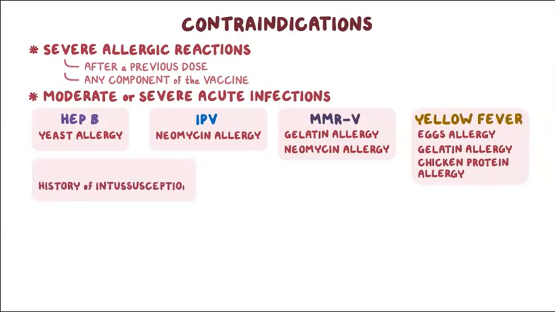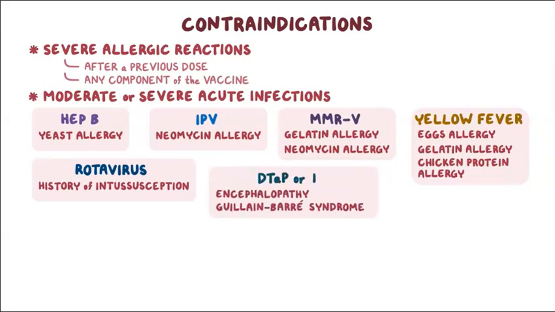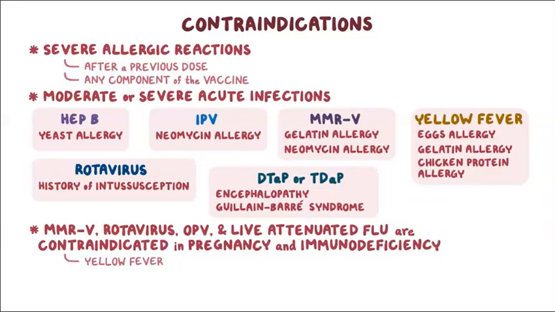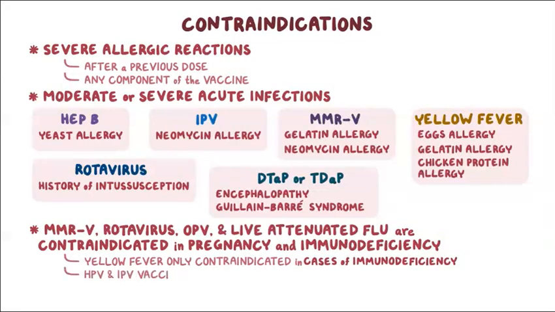History of intussusception is also a contraindication for rotavirus vaccine, encephalopathy or Guillain-Barré syndrome for DTaP and Tdap, and all live vaccines, so MMRV, rotavirus, OPV, and live attenuated flu vaccines are contraindicated in cases of pregnancy and immunodeficiency, except for the yellow fever vaccine, which is only contraindicated in cases of immunodeficiency and can be used with caution during pregnancy. HPV and IPV vaccines are also not recommended during pregnancy.